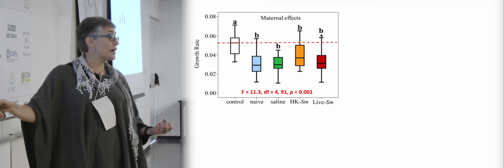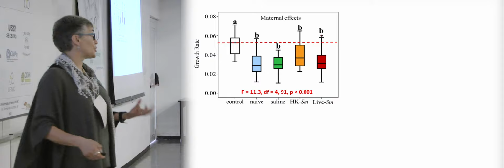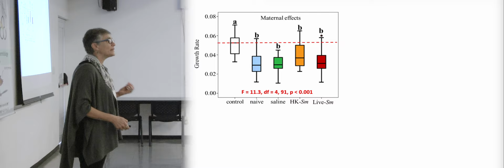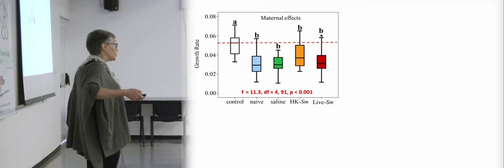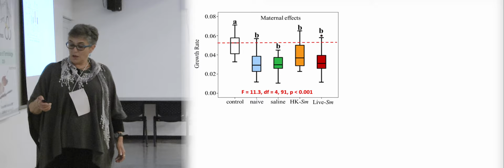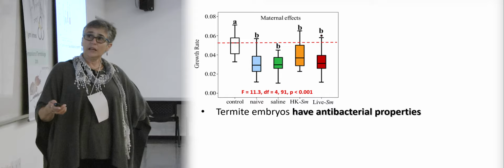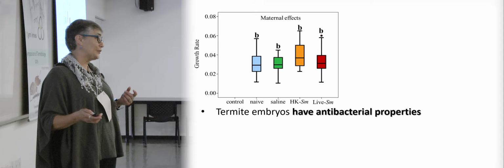So this is the first time we're showing that eggs, as immature as they are, seem to already have some antimicrobial properties. And maybe that is because the vitellogenins are antibacterial and you're full of antibacterial vitellogenins, and that's perhaps the reason why. All right, so we see that the termite embryos have antibacterial properties. If you get rid of that control, what we see is that there's really no significant difference in antimicrobial activity as a function of maternal treatment.